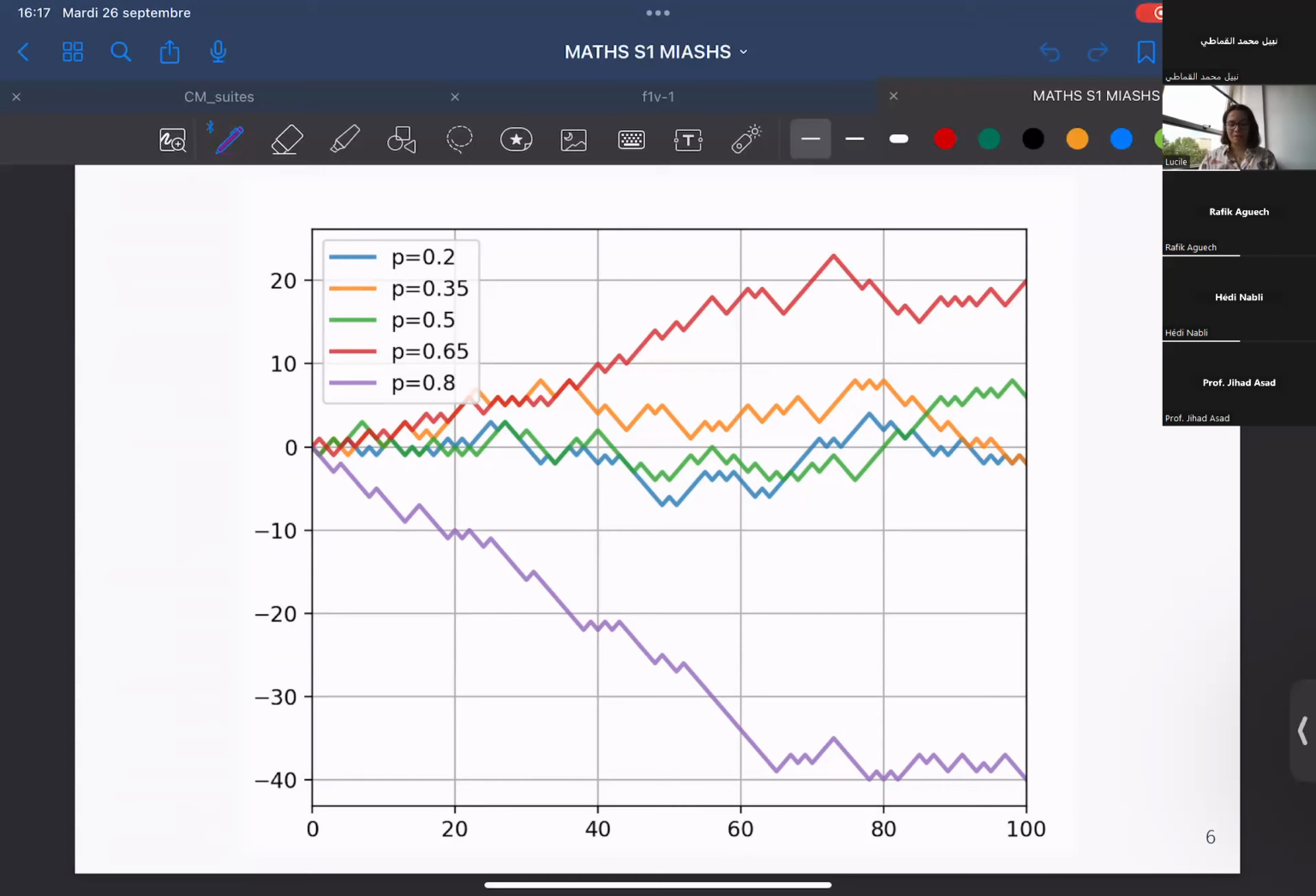And when P is bigger than 1/2, then the elephant tends to do a lot of the same thing. The first steps are important, and the elephant tends to go in one direction. And that is until some critical parameter, which is 3/4. And this critical parameter is when the elephant goes to infinity way too fast.